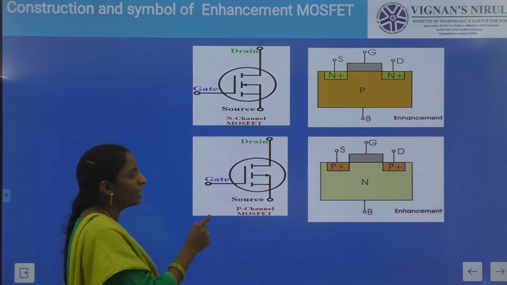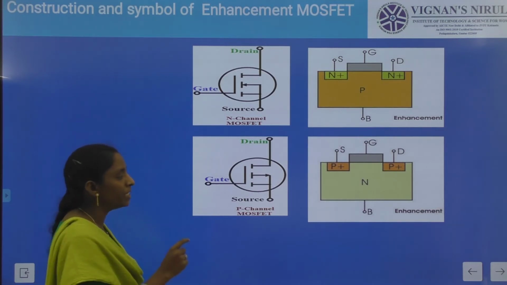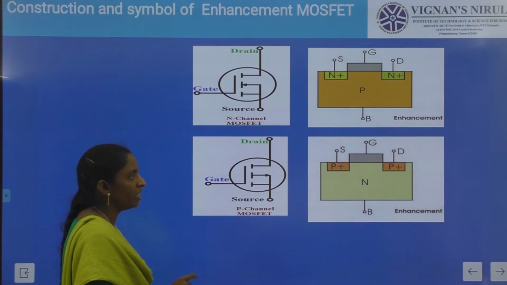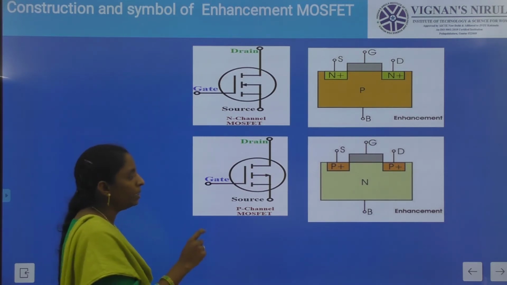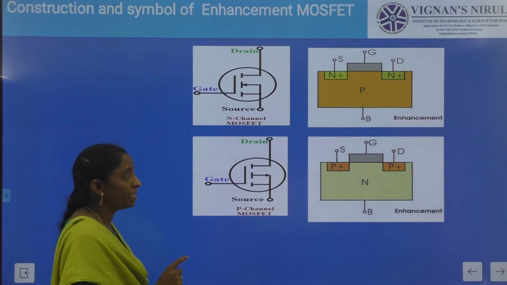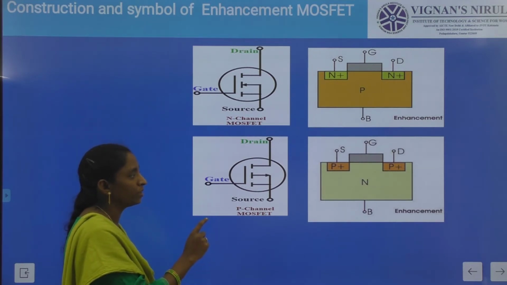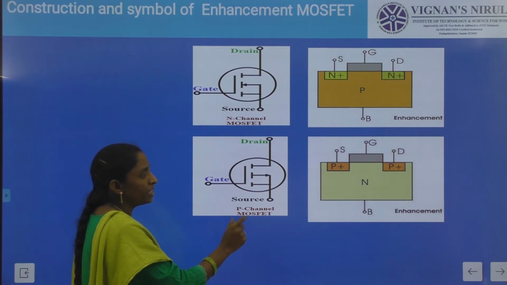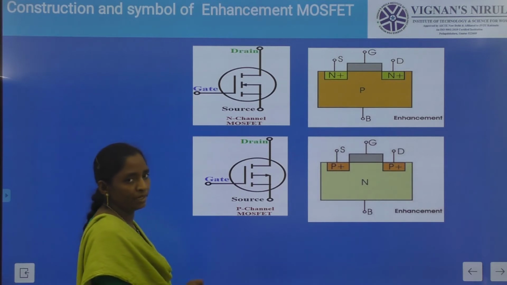So what is the difference between N-channel enhancement MOSFET and P-channel enhancement MOSFET? In N-channel enhancement MOSFET, the gate is positive, and drain and source are negative. But in P-channel enhancement MOSFET, drain and source are positive and the gate is negative. Okay? In P-channel MOSFET, drain and source are positive and the gate is negative.